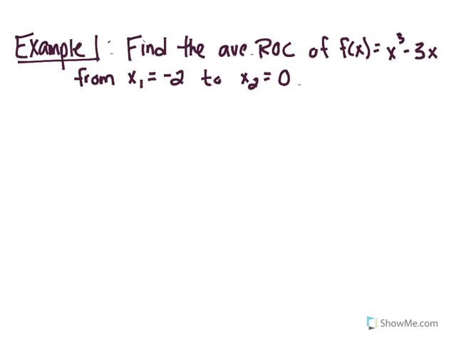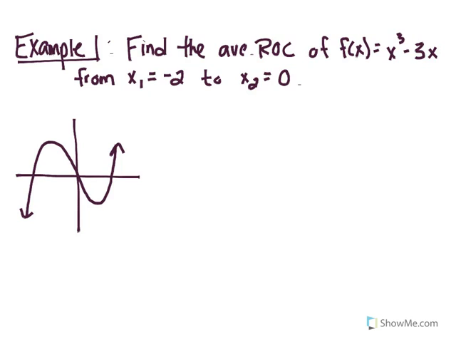Alright, so here's our first example. Find the average rate of change of the function f of x equals x cubed minus 3x from x1 equals negative 2 to x2 equals 0. Now, if you want to, you can put this in a graphing calculator to get a feel for what the picture looks like, but I'm going to go ahead and draw one up. So generally, this is what it looks like. This is a cubic function. It does pass through the origin.